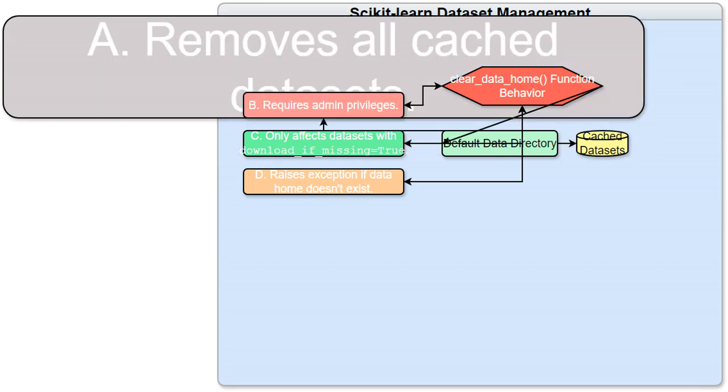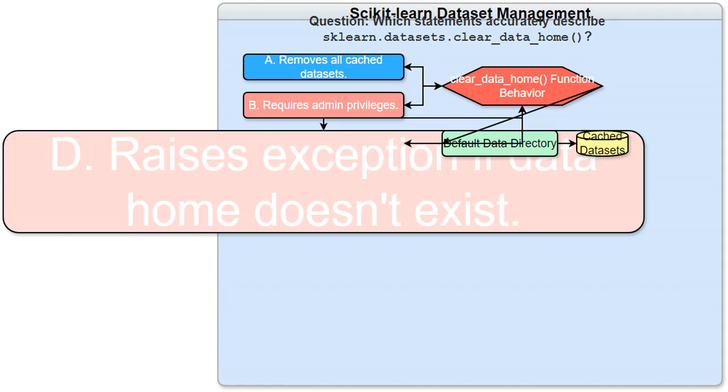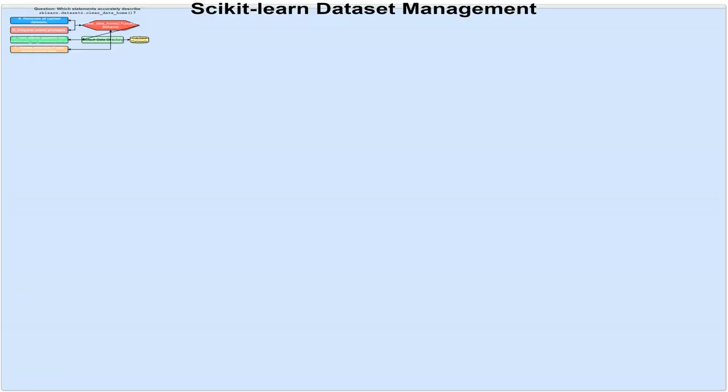This statement is incorrect. I don't need to have any administrator level privileges to use the _clear_data_home function. It operates within the usual file system permissions of the current user. This statement is also incorrect. The function is designed to handle the case gracefully where the data home directory might not exist. It won't crash or show an error. Scikit-learn simplifies data handling with built-in tools to manage the datasets efficiently.